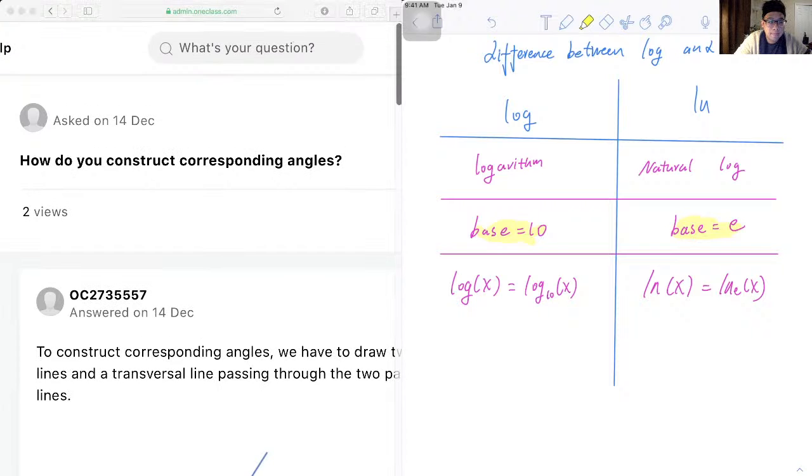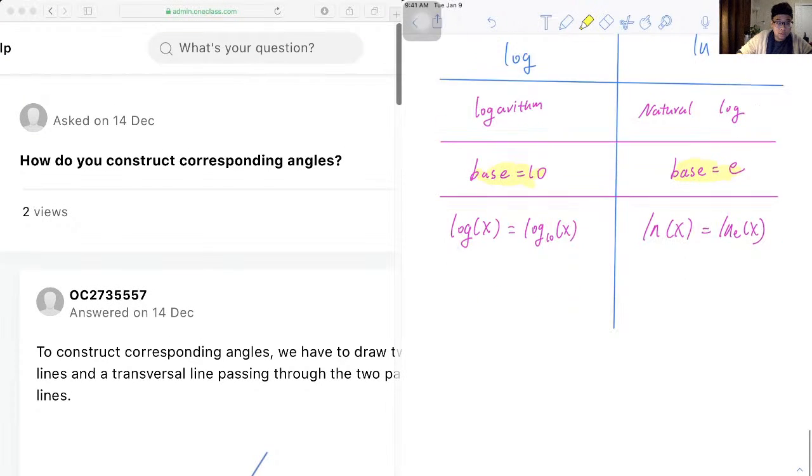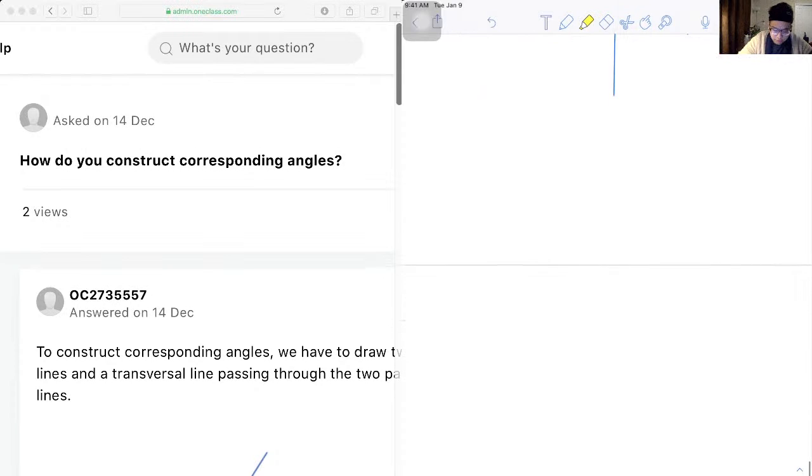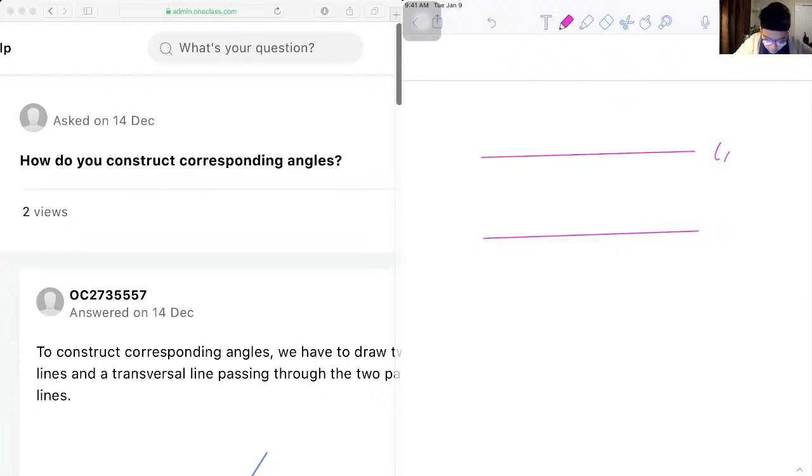Okay. So next question, we need to construct the corresponding angles. Okay. So in order to construct corresponding angles, we have to draw two parallel lines and a transversal line passing through the two parallel lines. Okay, so that's the first parallel lines. Let's call them L1 and L2.